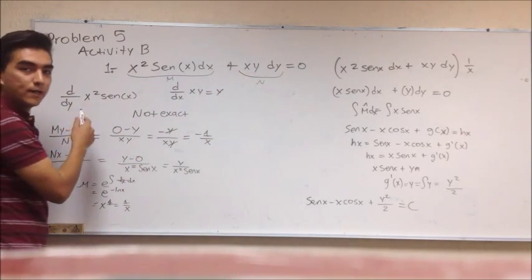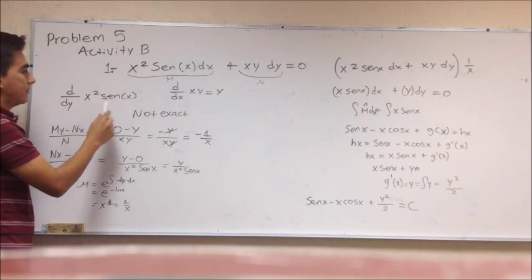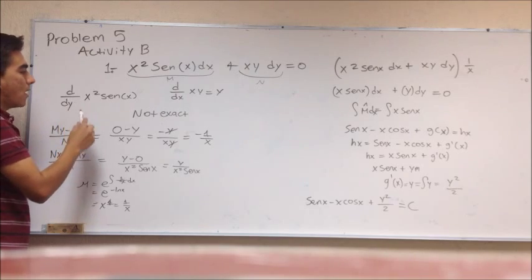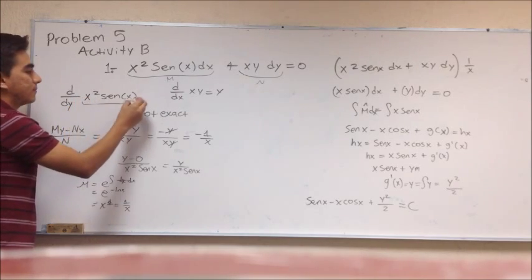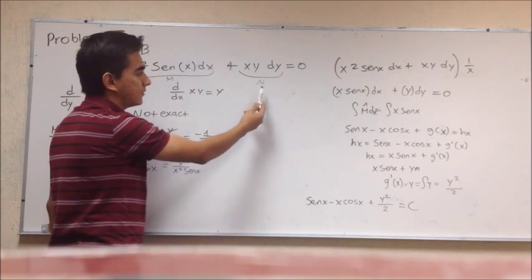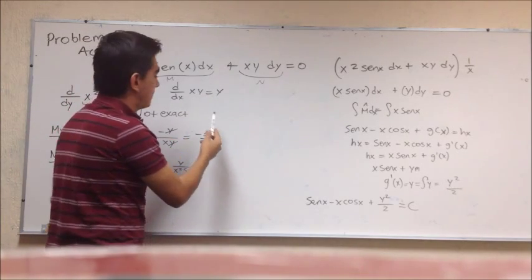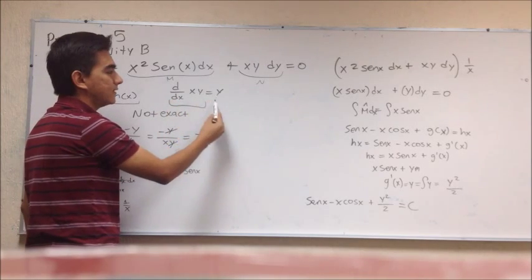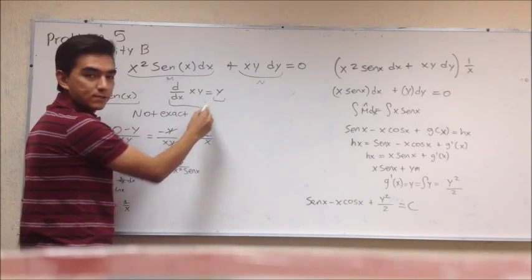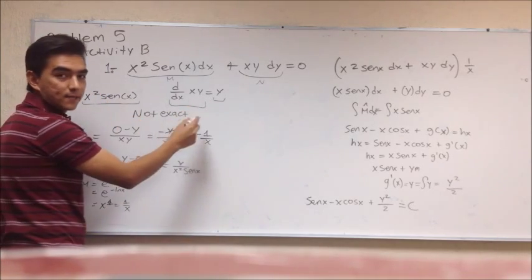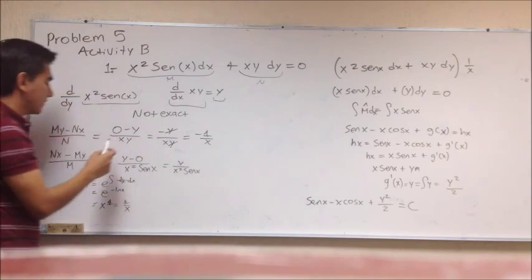Then we're going to derivate the term m in question of y, and then we have this term as a result. Then we derivate the second term, which is n, in terms of x, and we obtain this result, which shows us that it is not exact because they are not the same.